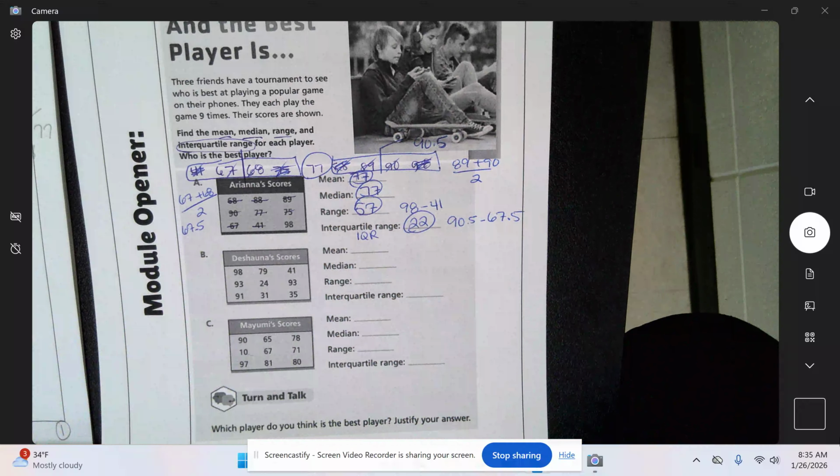Okay? What I want you to do is we're going to split it up. This half of the room, you're going to do Deshaun's scores. It's 23. Yeah, it's 23. It's not 22, it's 23.